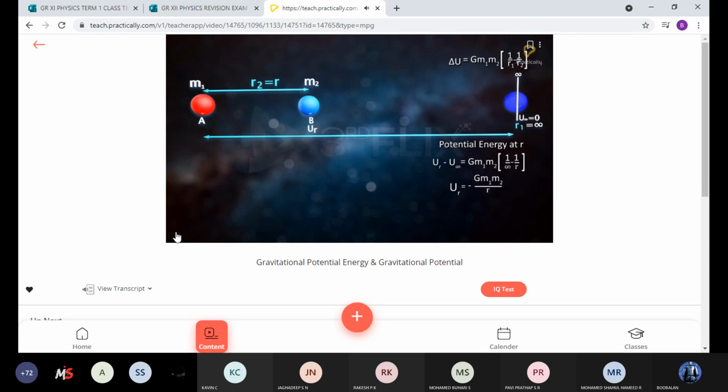So gravitational potential energy is defined as the amount of work done in bringing a body from infinity to a given point under the influence of the other body.